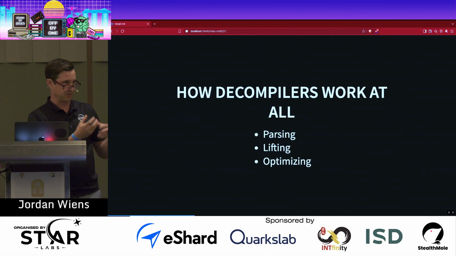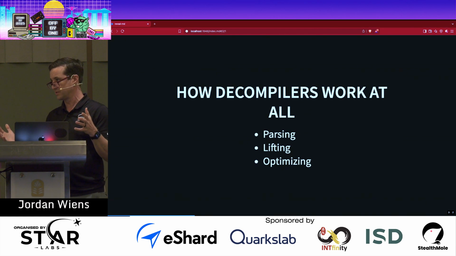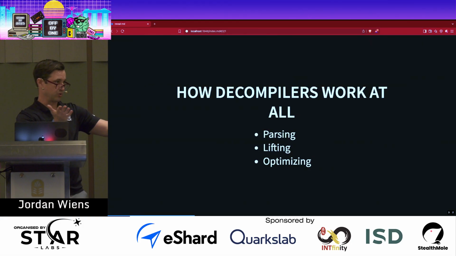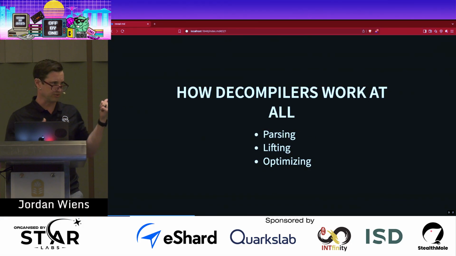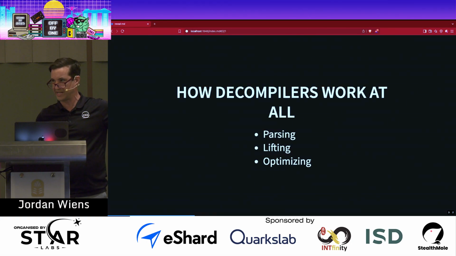We're going to lift. We're going to do some analysis of the machine code instructions, the operations, the opcodes. And then we're going to optimize the results. And then if it works, we give you source code, right? That's the goal of a decompiler. What does this look like? What other technology is actually similar here? Anybody want to take a guess?